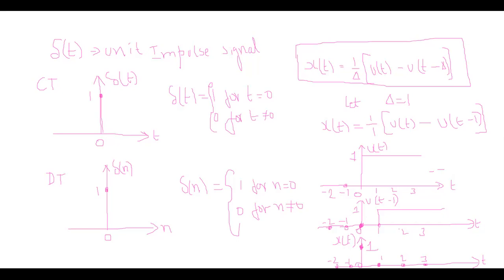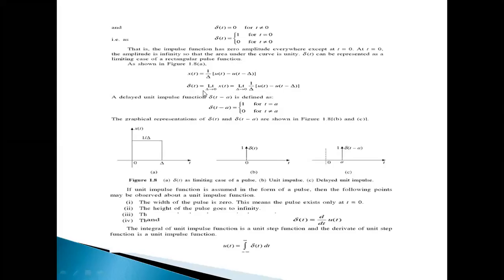Coming to the next, see the equation is that δ(t) is equal to the limit as Δ tends to 0 of x(t). Why Δ tends to 0? We are saying the amplitude is infinite. The amplitude is infinite means 1 by 0, it is infinite. Or it is a limit at t equal to 0 only. At t equal to 0, x(t), or the limit as Δ tends to 0 of (1/Δ)[μ(t) − μ(t − Δ)].